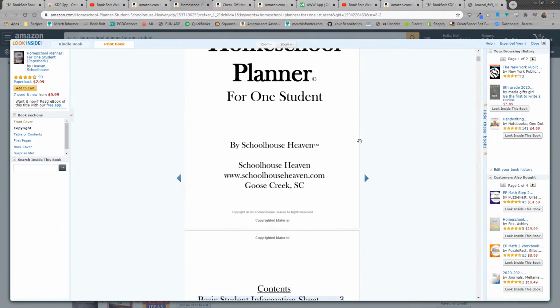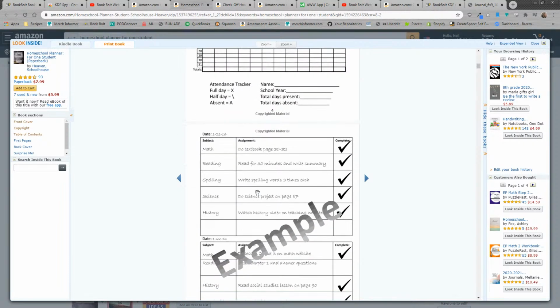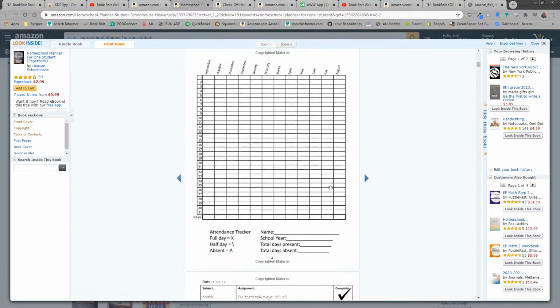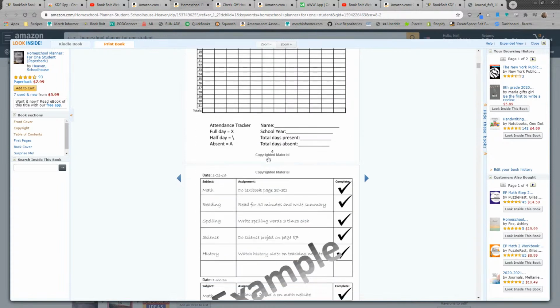Homeschool planner for one student. So they put a front page in here, and here we go. Low content book, guys. We have some months in here, an attendance tracker. We have some subjects. So notice what they're doing. Each page they put a little bit more effort into. This isn't all just line books.